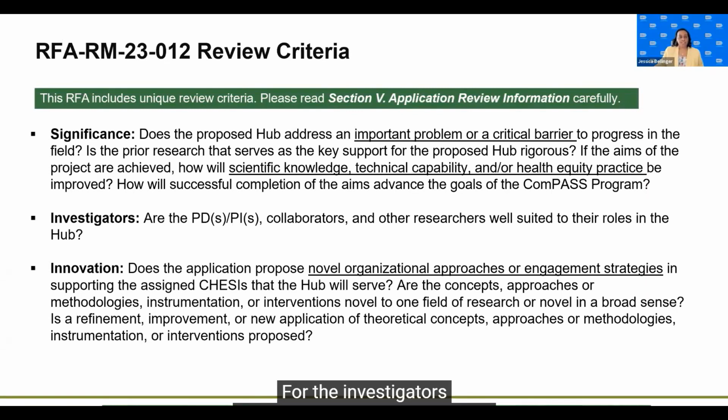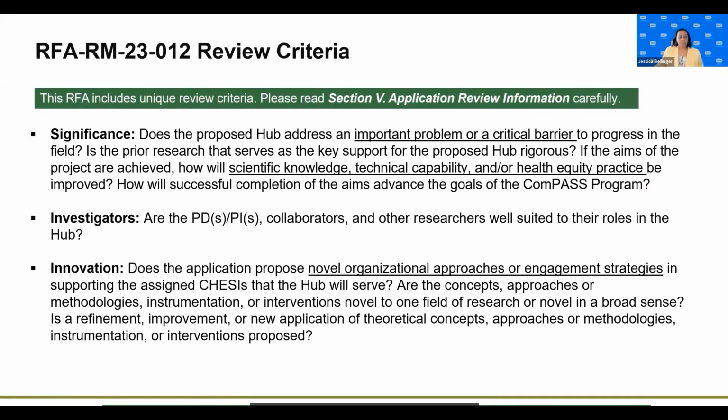For the investigators criterion, are the team members well suited for their roles? For multiple PI projects, do the investigators have complementary and integrated expertise? Specific to this RFA, do the PIs demonstrate experience managing complex team science research with populations experiencing health disparities?